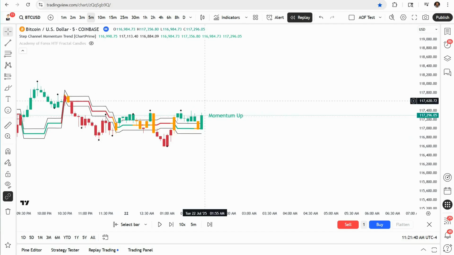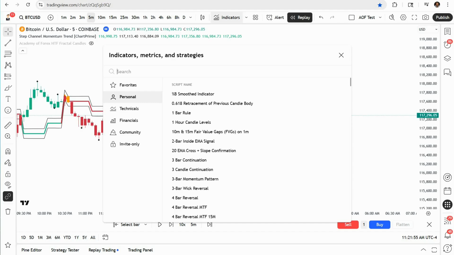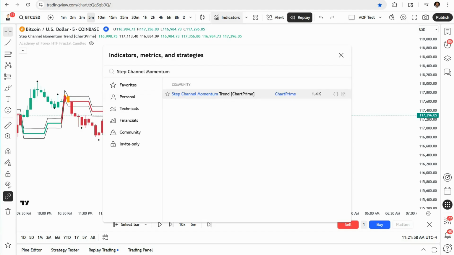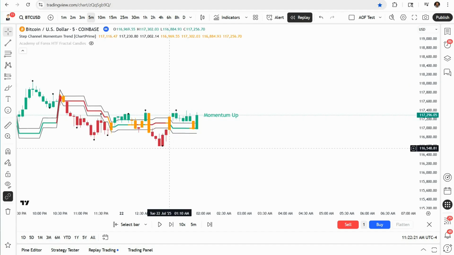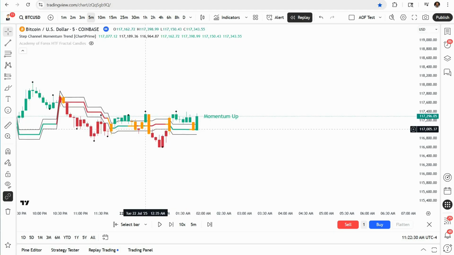And so the indicator that we have on screen is called the Step Momentum Trend Indicator. It's going to be this one right here. Go ahead and click on that and add it to the screen. The setup on this indicator is pretty simple. Basically, it creates a channel, upper line, lower line, then this middle line here. And that channel there is identifying the overall trend of the market, or at least attempting to.